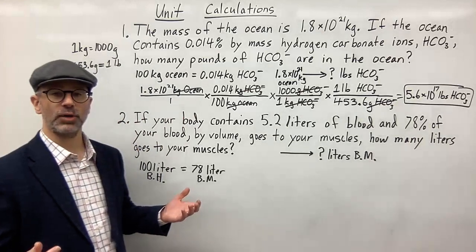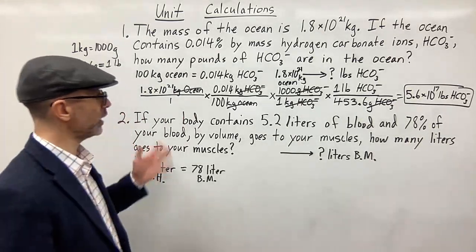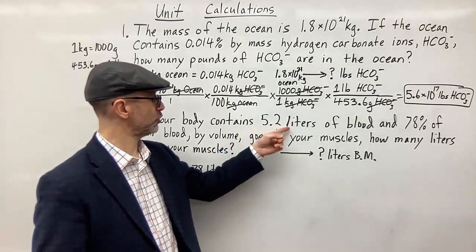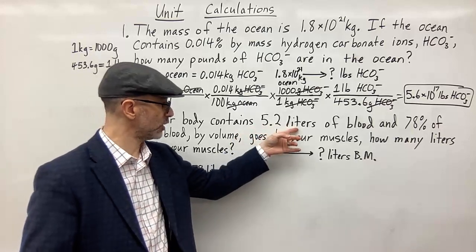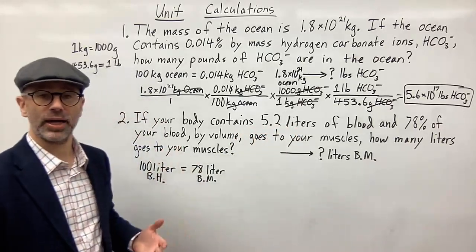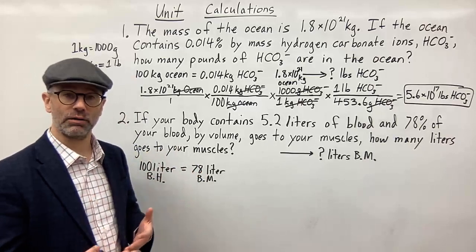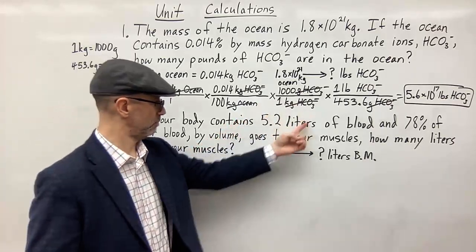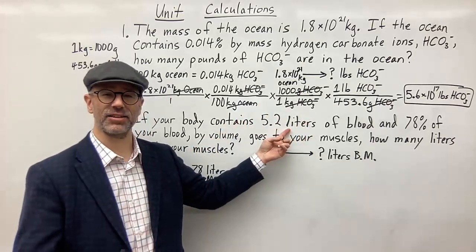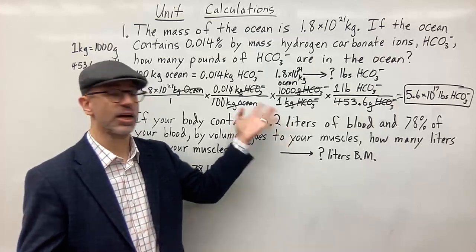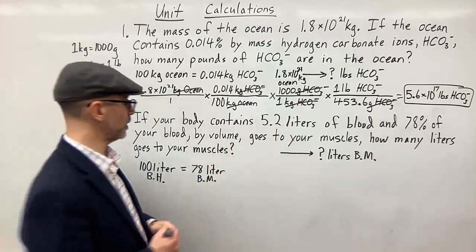Well, what are we going to start with? The only other thing they gave us is 5.2 liters of blood that's in your body, that's getting pumped through your heart, right? That's not related to anything, so it's not really a conversion factor. It's the only thing we have, so that's what we're going to begin with.